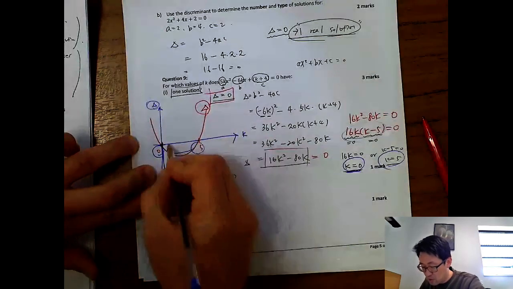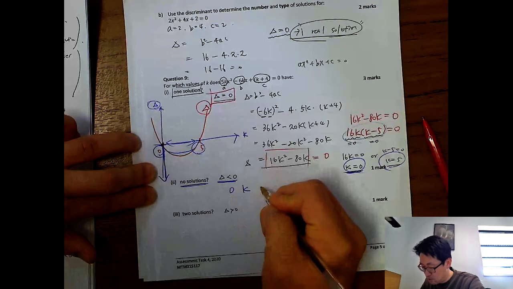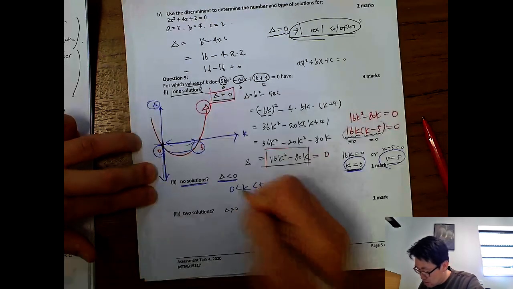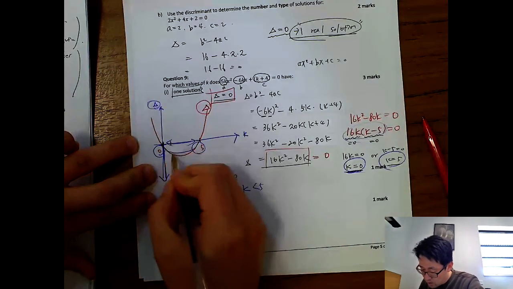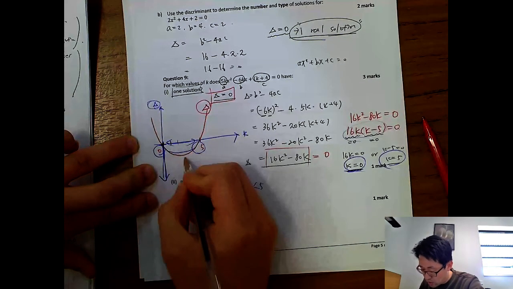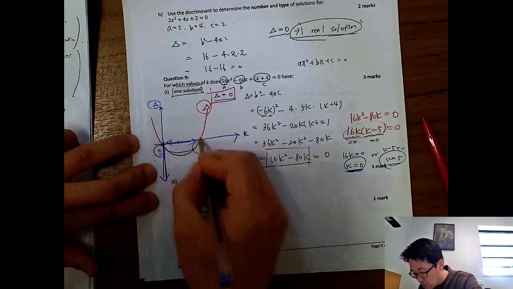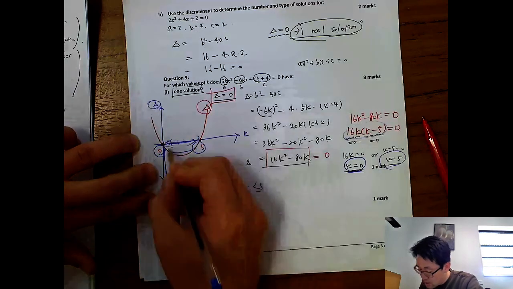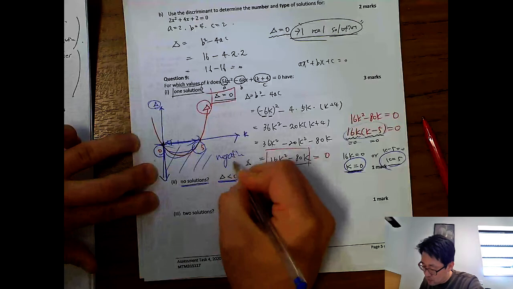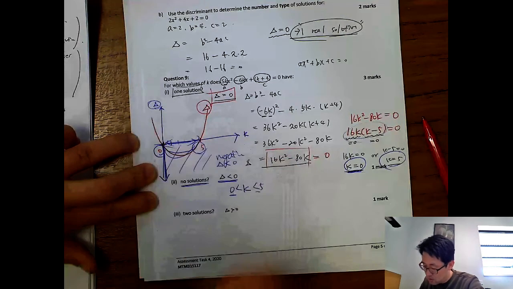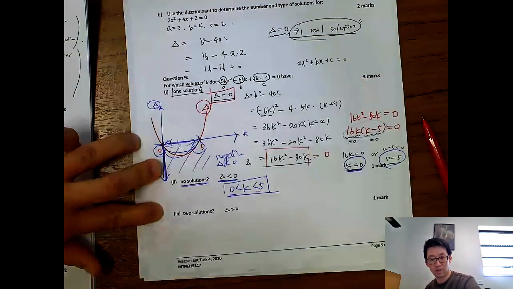When do we have smaller than 0? When k is between 0 and 5. When k is 1, negative; 2, negative; 3, negative; 4, negative; 4.5, negative. So any number between 0 and 5, we have a negative discriminant, smaller than 0. Good? So that's how you write it down.